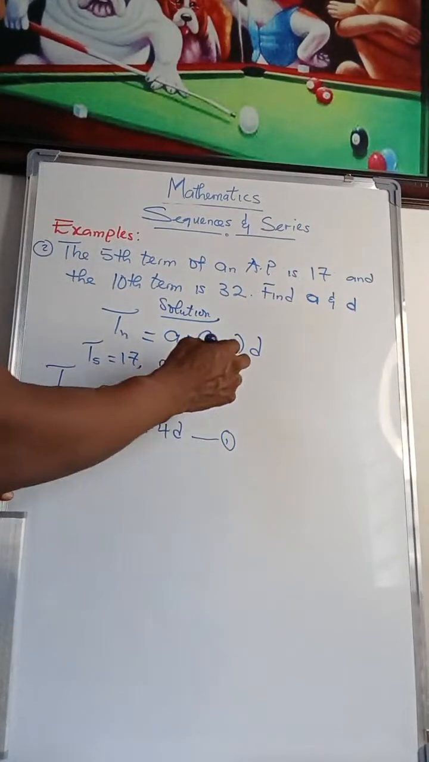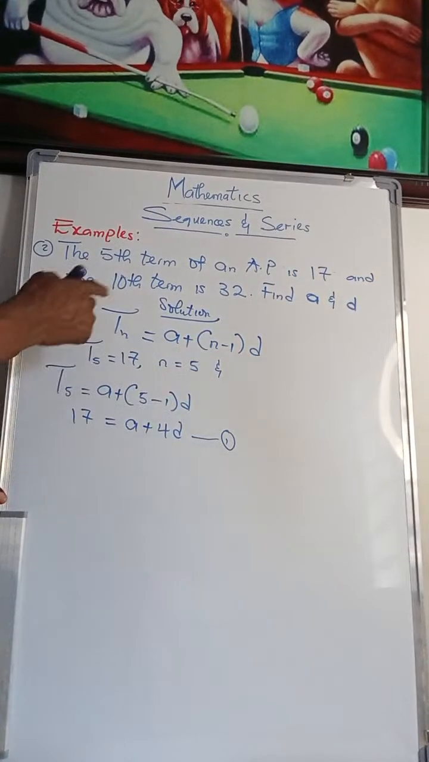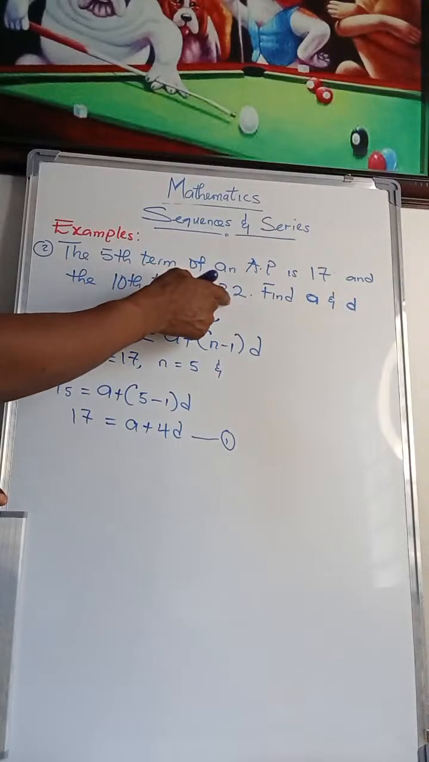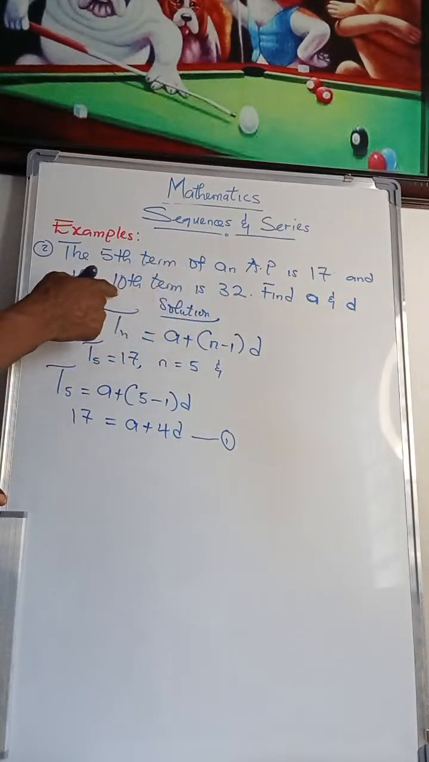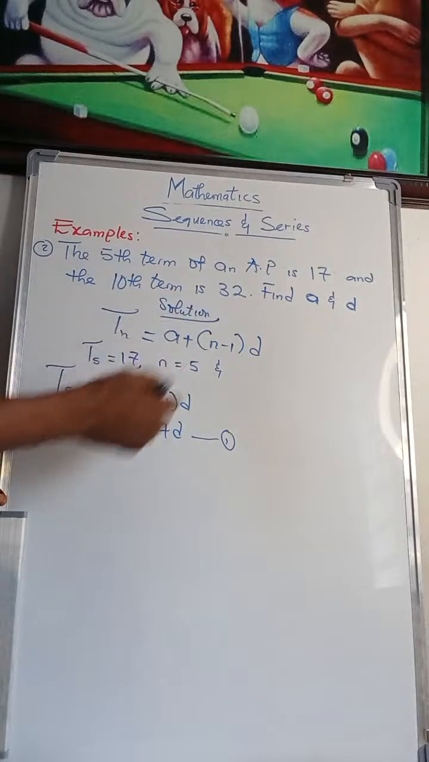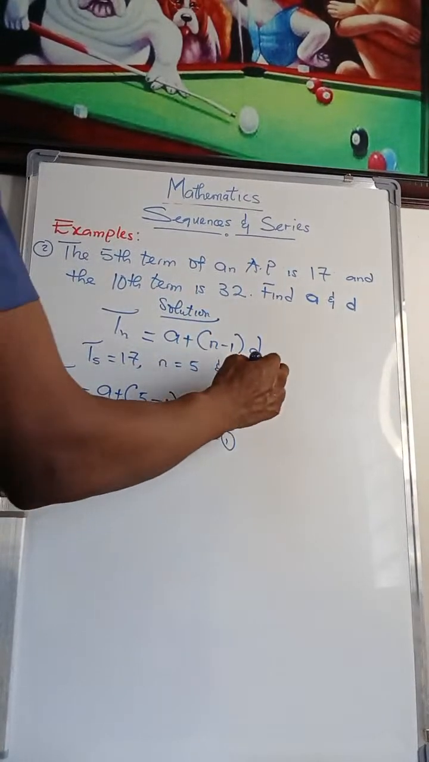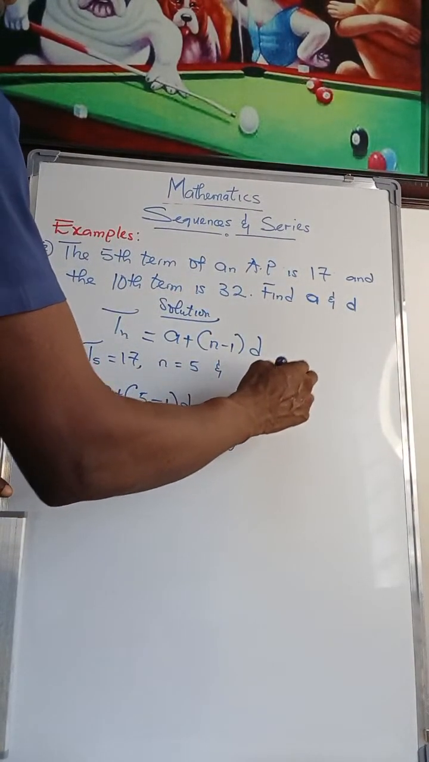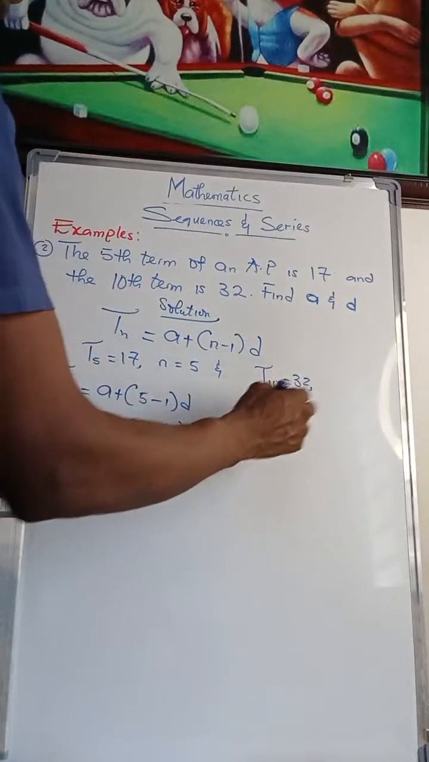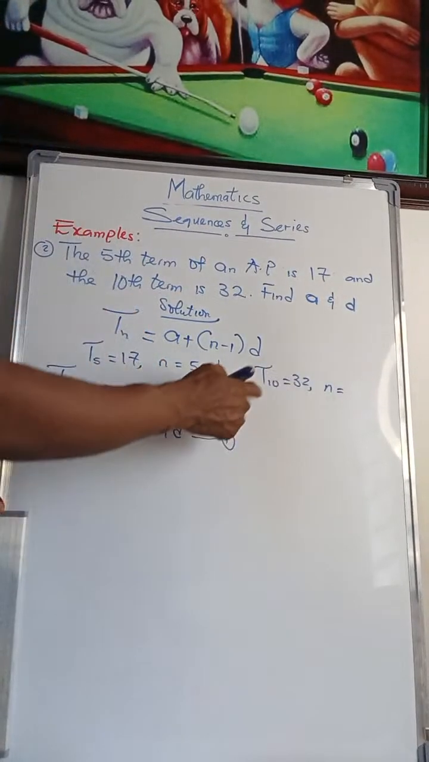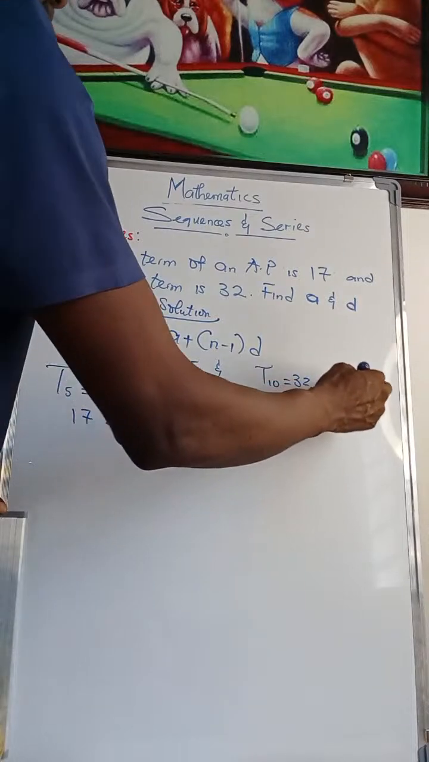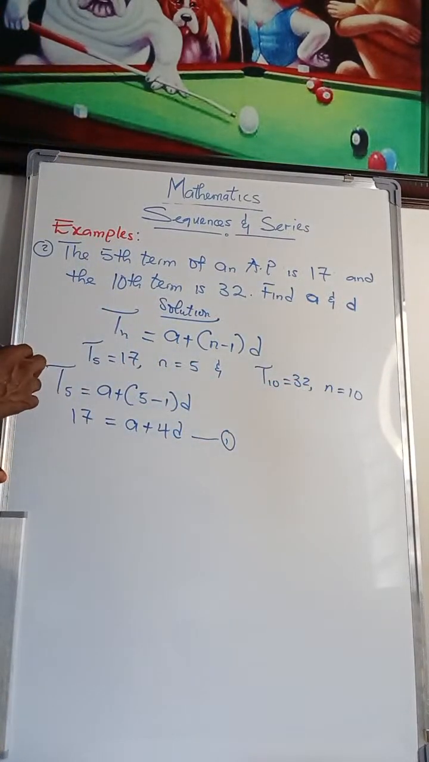All right, so for the other sentence, we say the 10th term is 32. That means that our T10 is 32. And in that case, what is our n? Our n will be 10. So we are going to use the same formula. This is the first case.